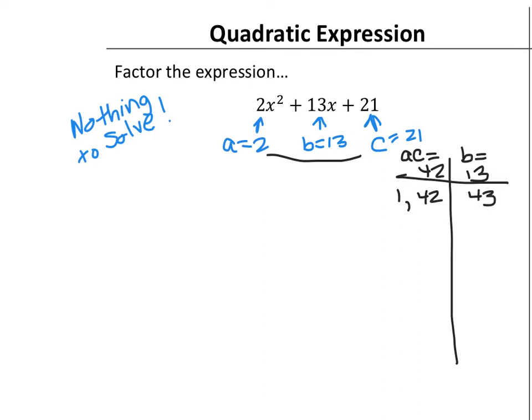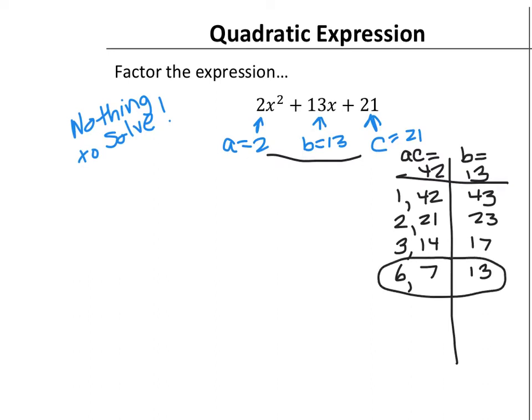So 1 times 42 is 42, and they sum to 43. Then you go up to 2, and you can see 42 is divisible by 3. So I'm going to go 3 and 14, and that sums to 17. And is it divisible by 4? No. Is it divisible by 5? No. But it is divisible by 6. And at that point, we've achieved what we're looking for, which is that 13, B equals 13.